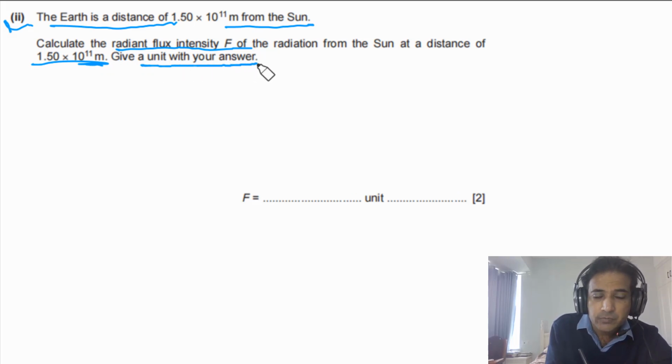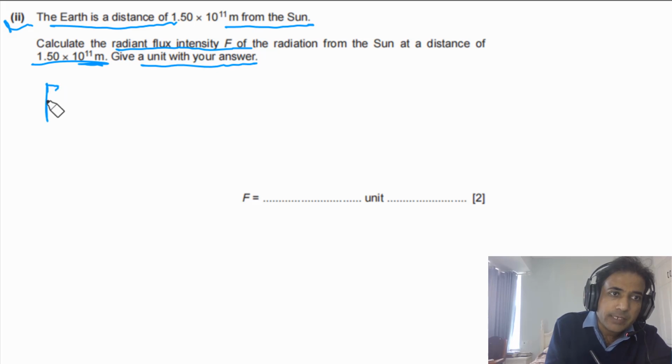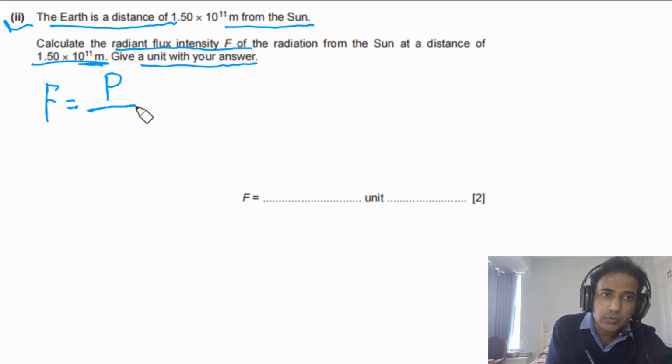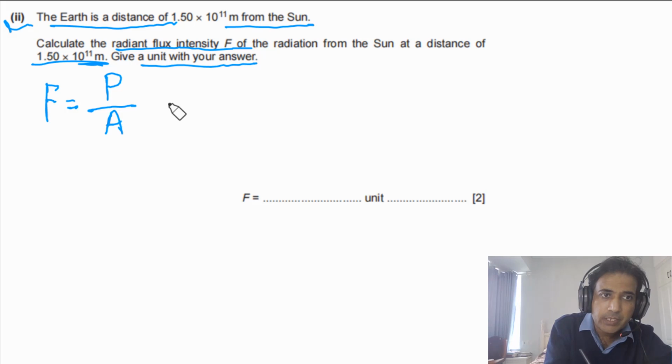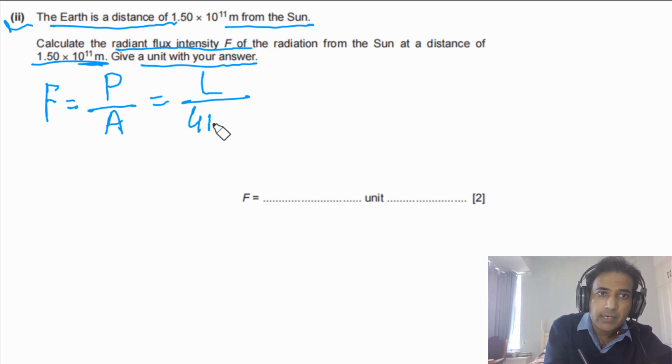Give a unit with your answer. So simply we need to calculate radiant flux intensity, that is F, and F is equal to power over surface area. So this is equal to power over surface area of that sphere. So we can simply write on A. So power in this case is the luminosity, and here we have 4 pi d square.